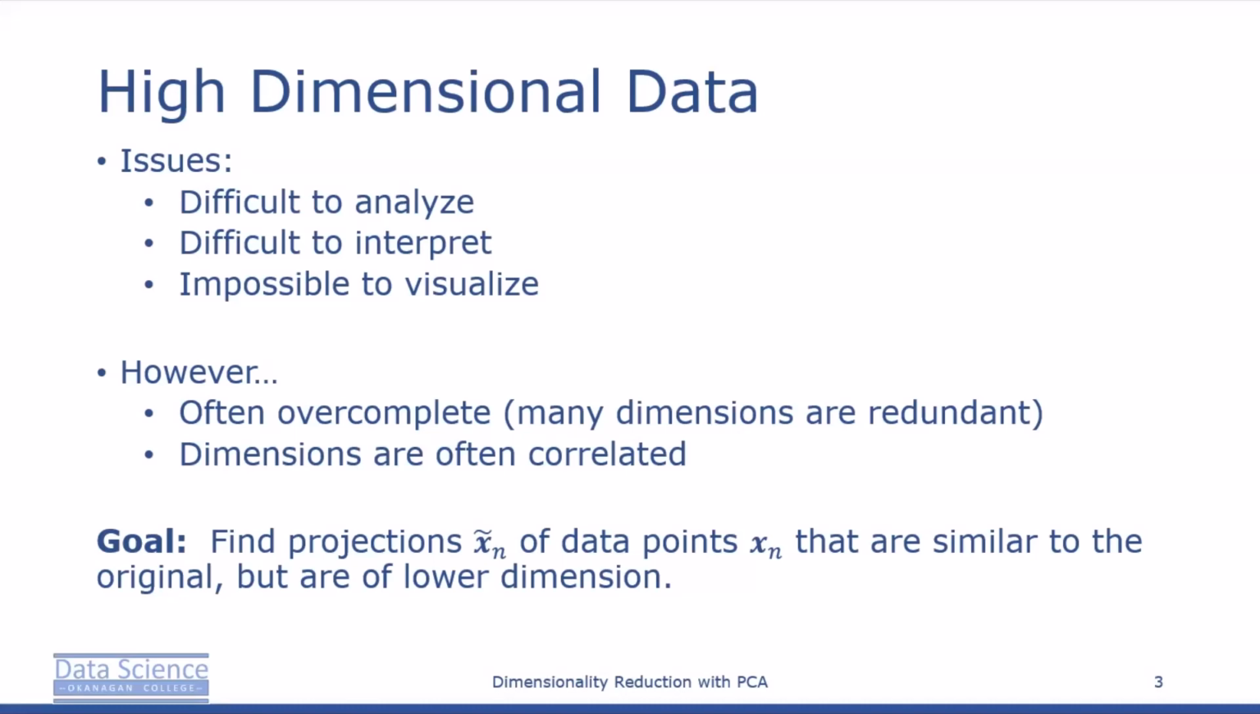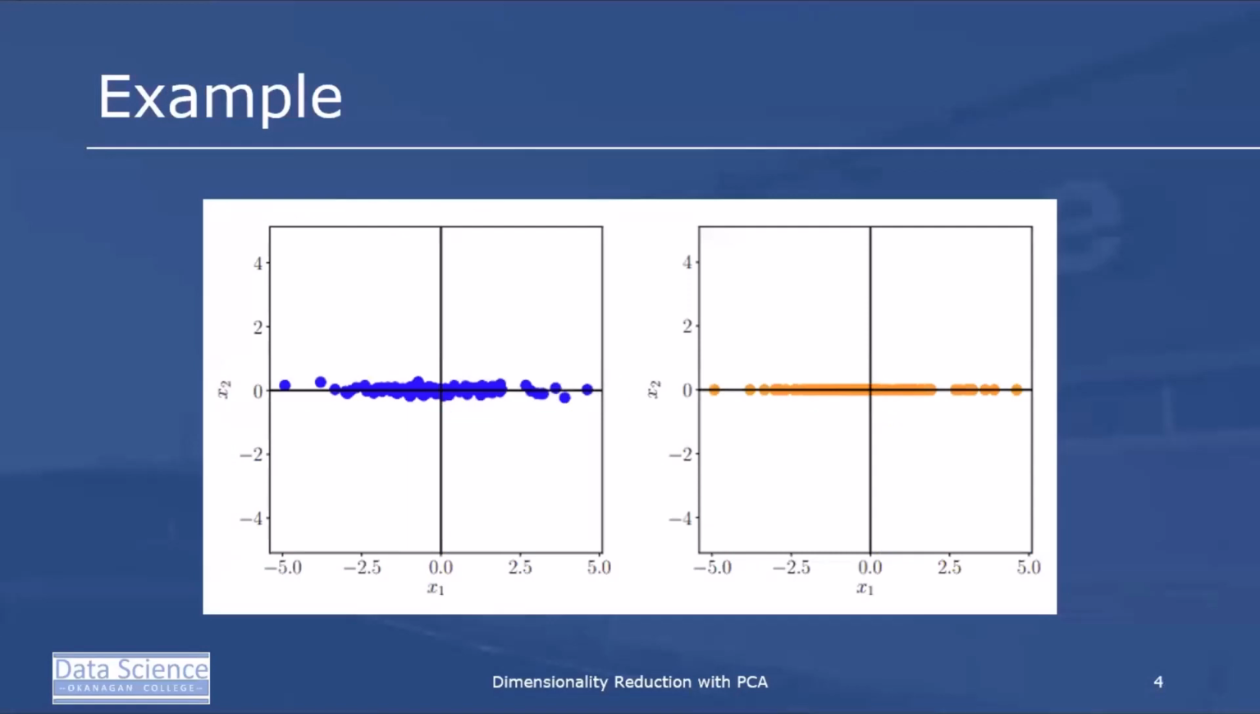In principal component analysis, we are interested in finding projections, x̃n, of data points, xn, that are as similar to the original data points as possible, but which have a significantly lower intrinsic dimensionality. Dimensionality reduction generally exploits a property of high-dimensional data, that it often lies on a lower-dimensional subspace.